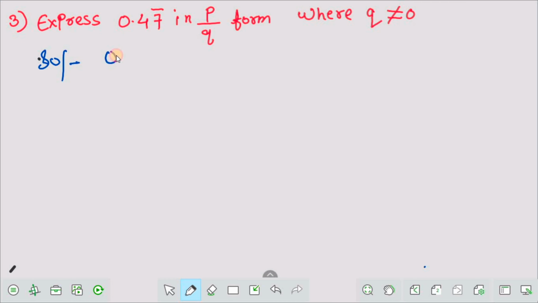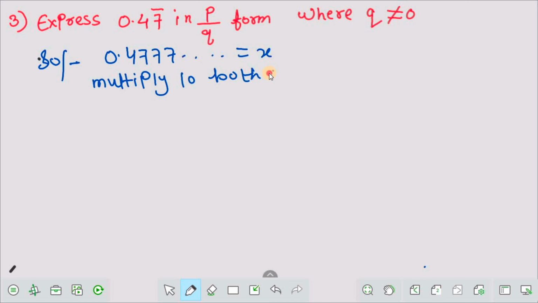So we can write 0.4777 dot dot dot, let this equal x, and then multiply both sides by 10. If we multiply 0.4777 by 10, then it will be 4.777 dot dot dot, which is equal to 10x.